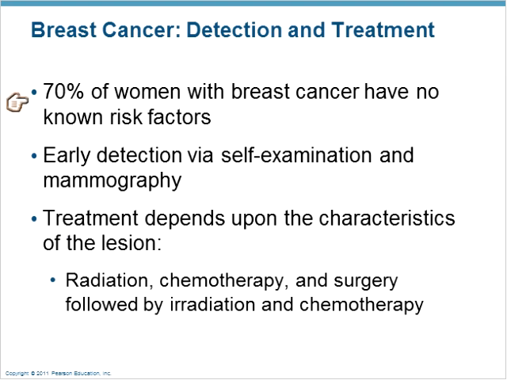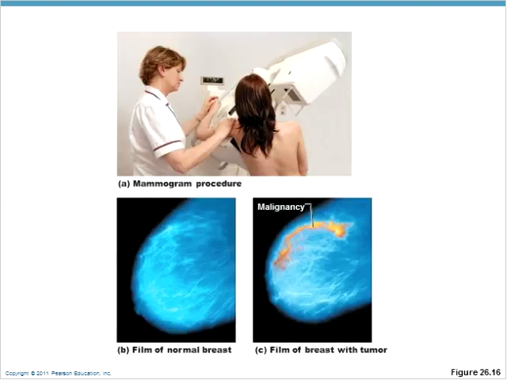Detection and treatment: 70% of women with breast cancers have no known risks. Early detection is via self-examination and mammography, though there's been a lot of documentation lately, especially out of Sweden, suggesting that maybe we're doing too much mammography. Treatment depends on the characteristics of the lesion. Sometimes, depending on the kind of cancer, it can be radiation, chemotherapy, and surgery, which is followed by radiation and chemotherapy.